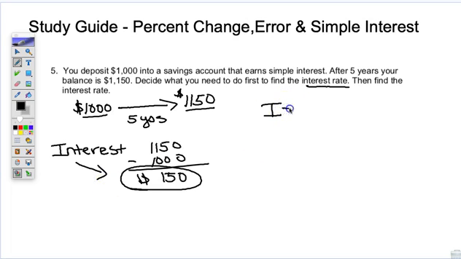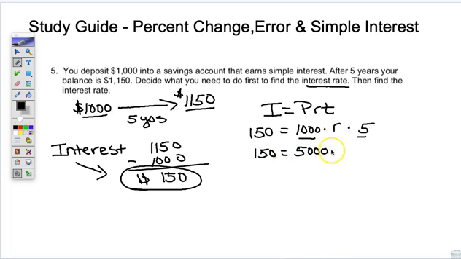Now we can go ahead and go to our formula and use that to figure out the interest rate. So I for interest is going to go right here, 150. The principal was 1,000. That's what we started with. We do not know the interest rate. That's what we're looking for, so keep the R there. And the time was 5 years. So now let's go ahead and multiply 1,000 times 5. That's 5,000. And of course the little r, what we're looking for, remains in the formula.